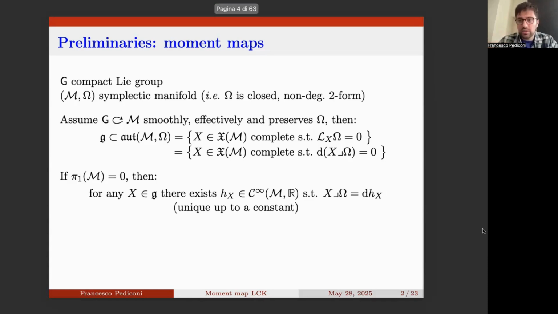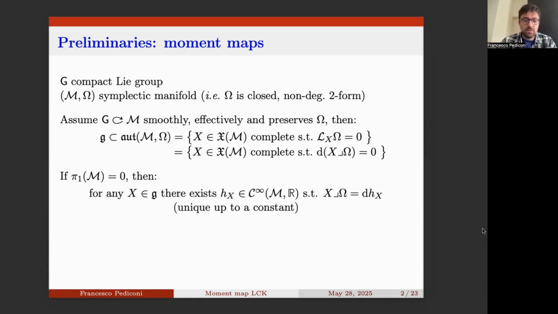In particular, if you assume, for example, that your manifold is simply connected, then for any vector field X in the Lie algebra of G, you can find a potential, meaning a function H such that the one-form obtained by contracting omega with X is the differential of this function. And the potential is uniquely determined up to an additive constant.